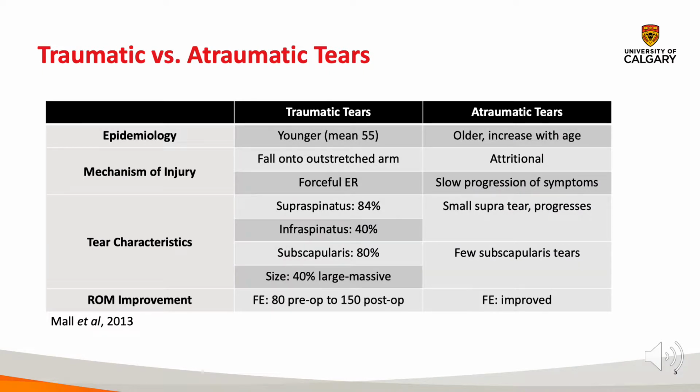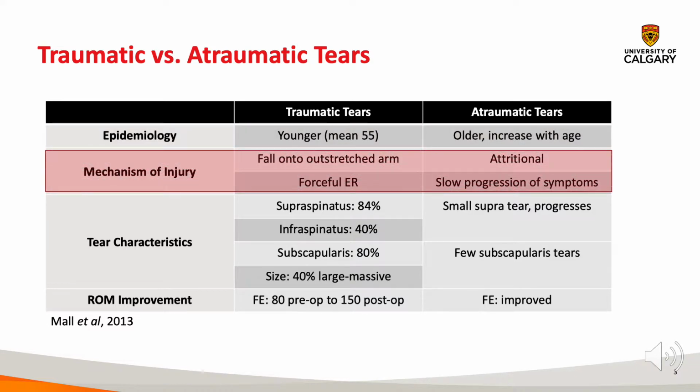With regards to the differences between traumatic and atraumatic rotator cuff tears, Mall et al. performed a systematic review in 2013, primarily looking at traumatic tears. They identified a mean age of about 55 in the traumatic cohort, which was about 10 years younger than some of the reported averages in the atraumatic group. The most common mechanism of injury in the traumatic group was a fall onto an outstretched arm, followed by an episode of forceful external rotation, versus the more attritional, progressive development of the atraumatic tear.